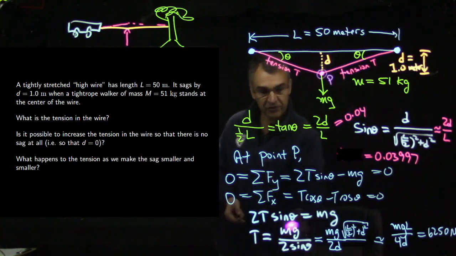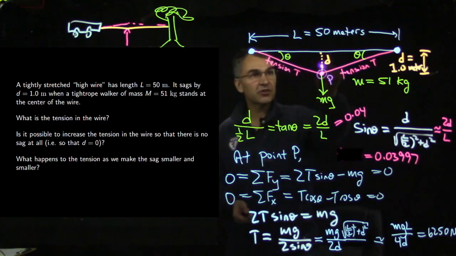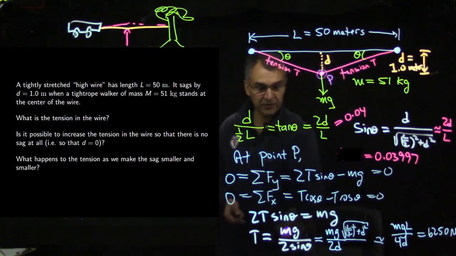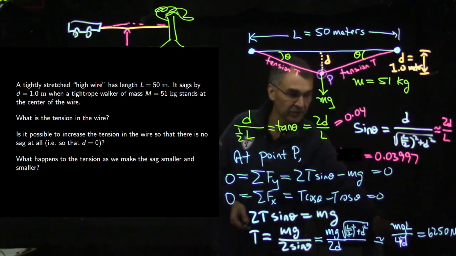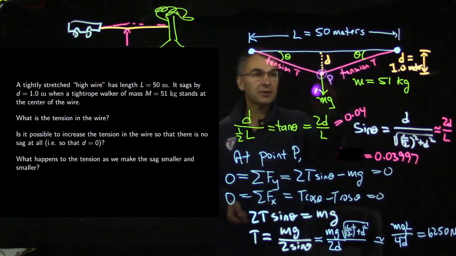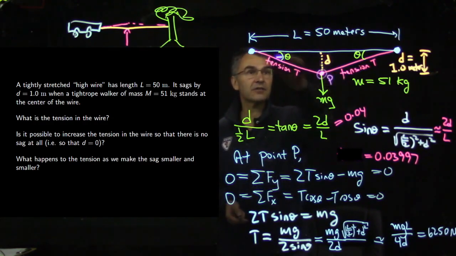Well, you see we have this sine theta downstairs. So as you make the sag smaller and smaller, sine theta gets smaller and smaller. Or alternatively, you could say, you see we have this D, the sag, in the denominator. As you make the sag smaller and smaller, but this weight stays constant, the tension gets larger and larger. So the smaller you make this sag, the larger and larger the tension has to be, so that the vertical component of the tension is enough to balance this weight. That's worth pondering for a minute too.